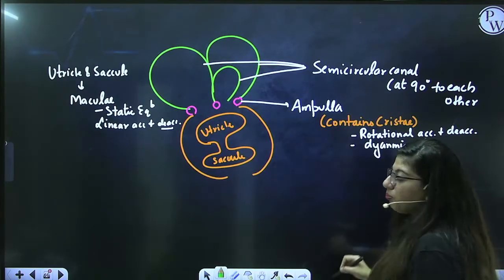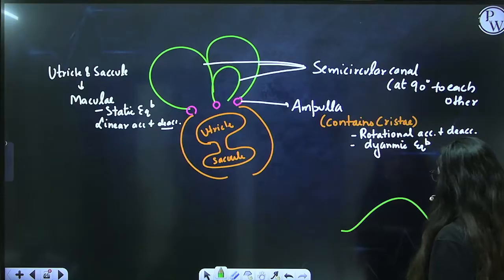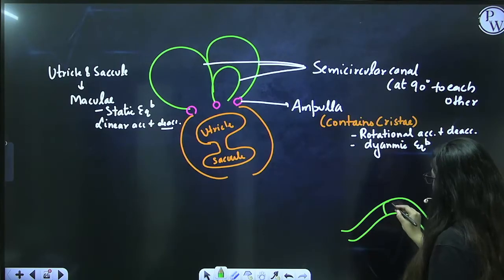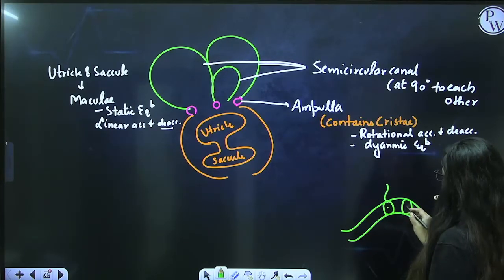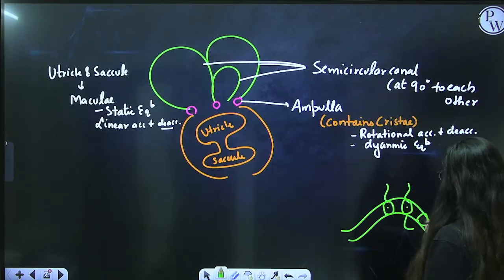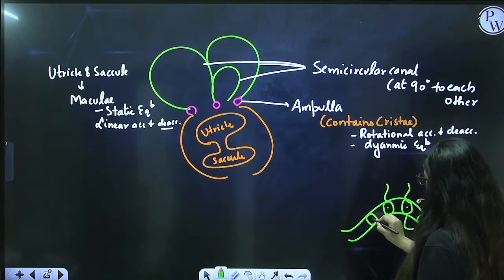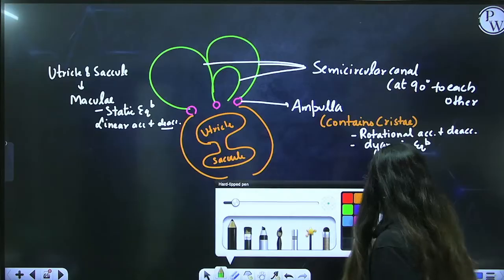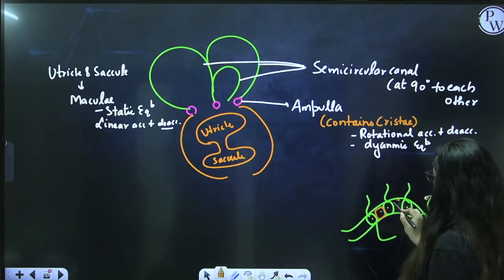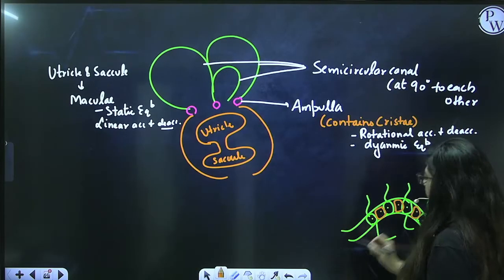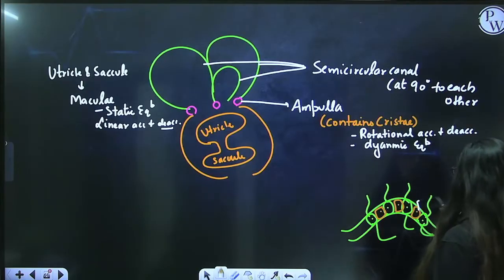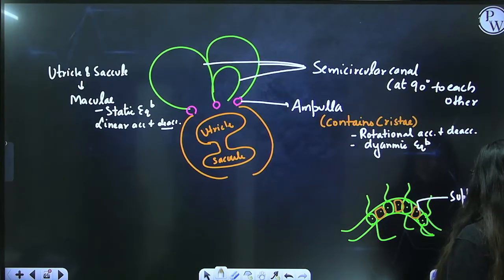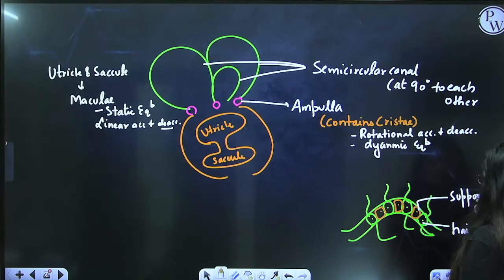Okay, now how do they help in balancing? How does the ampullary crista look? They have rows of cells known as hair cells, like this. In between the hair cells are certain supporting cells. So these are supporting cells, and these are hair cells. The hair cells are important, acting as sensory cells.